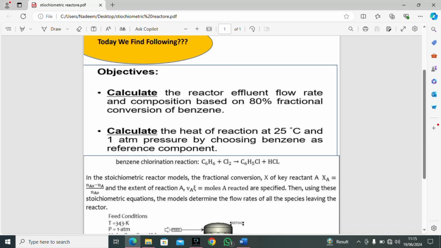If we take the first task, the reactor effluent flow rate and composition based on 80% fractional conversion of benzene, the chlorination reaction gives us these two products in the stoichiometric reactor. The model's fractional conversion X of a reactant A is X_A equals moles inlet minus moles outlet divided by moles inlet. Then we calculate 80% fractional conversion of benzene. Using these stoichiometric equations, the model determines the flow rates of all the species leaving the stoichiometric reactor.